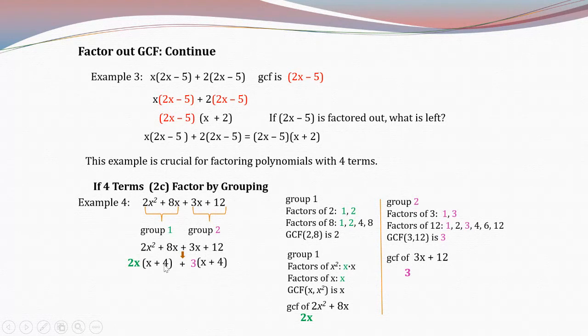If you notice, they have the same binomial on both terms. So that's what they have in common, the x plus 4. So what's left? 2x plus 3 is left. So this is my solution, or this is what I'm looking for. So if you factor 2x squared plus 8x plus 3x plus 12, it's going to be x plus 4 and 2x plus 3.